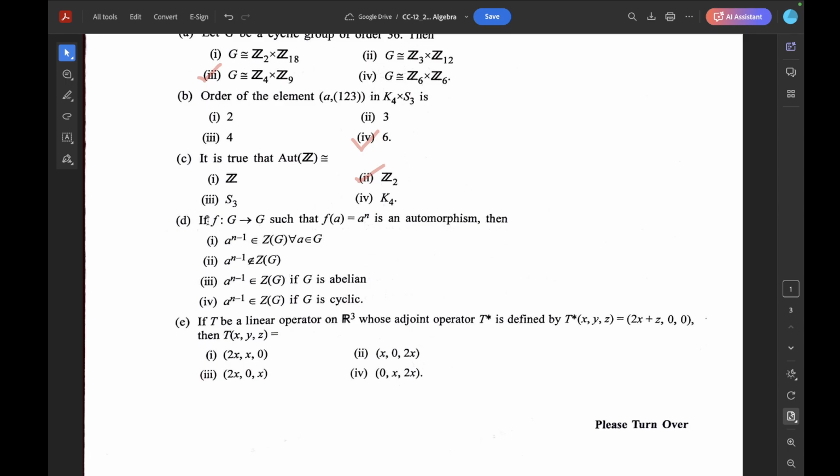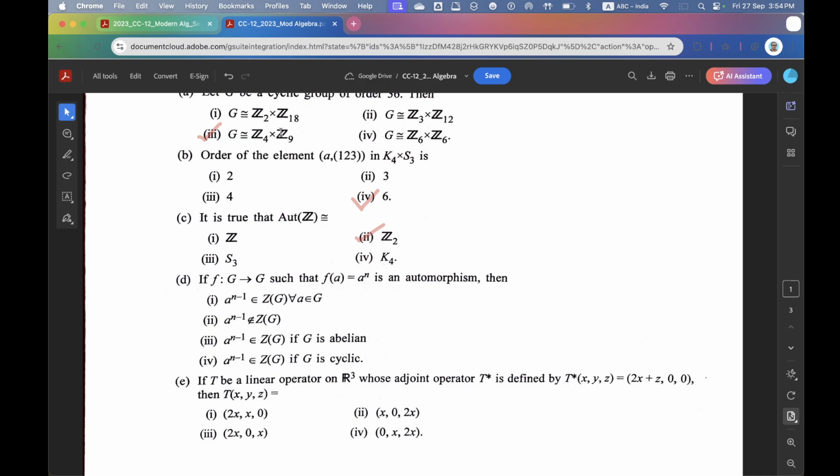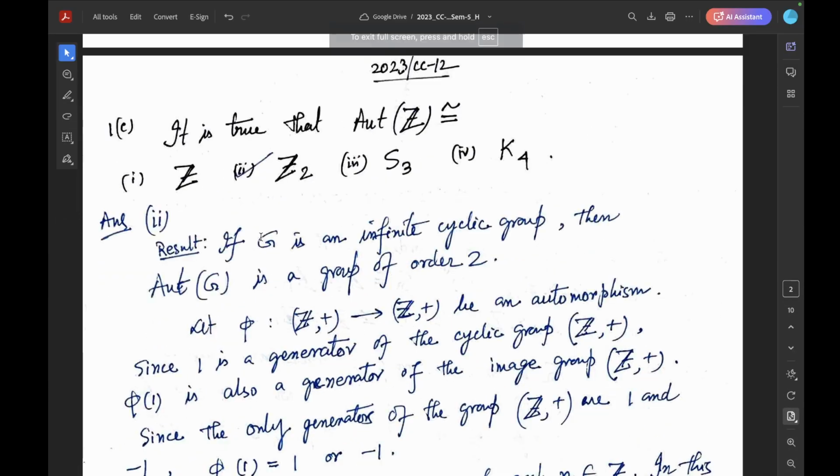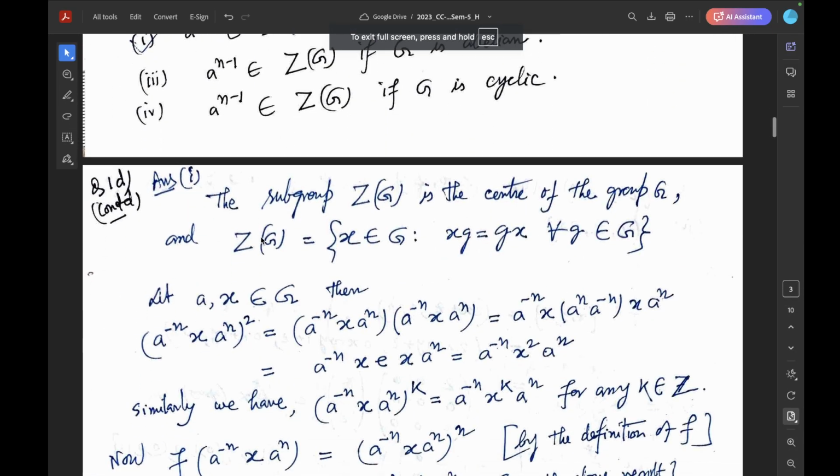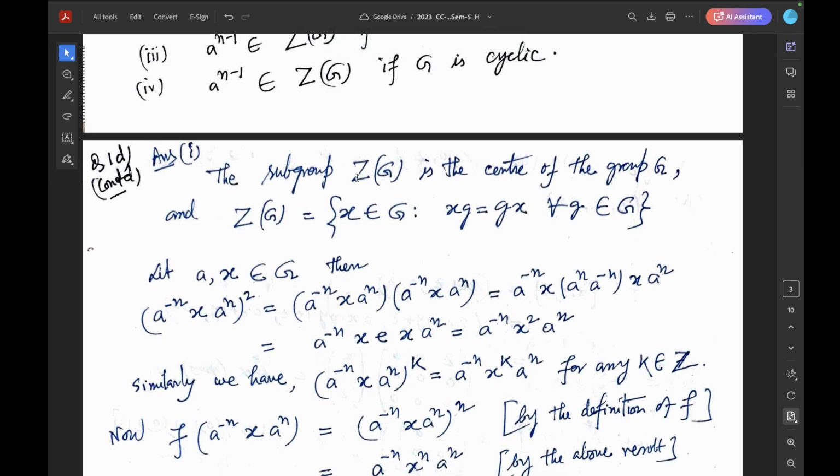Next question 1d. If f maps G to G such that f(a) equal to a to the power n is an automorphism, then what is the correct option? The subgroup Z(G) is the center of the group G, and Z(G) is the set of all those x belongs to G such that xg equal to gx for all g belongs to group G. Let a, x belongs to group G.